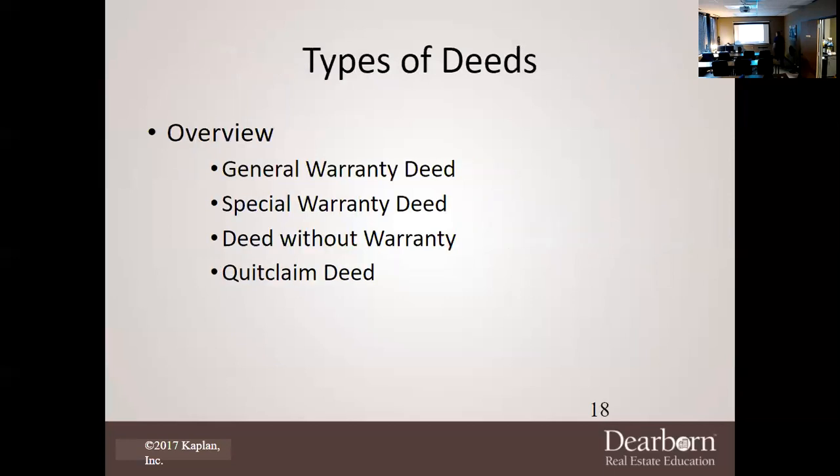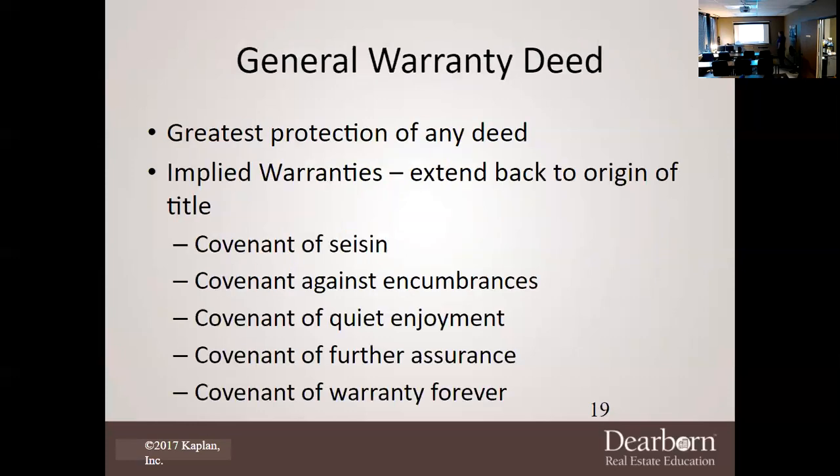Don't mess with that. Now, what are these different types of deeds? Well, very, very important. Here are your 4 deeds you need to know. You're going to need to know these for your licensing exam. There is the general warranty deed, the special warranty deed, deed without a warranty, and a quitclaim. We're going to go through them.